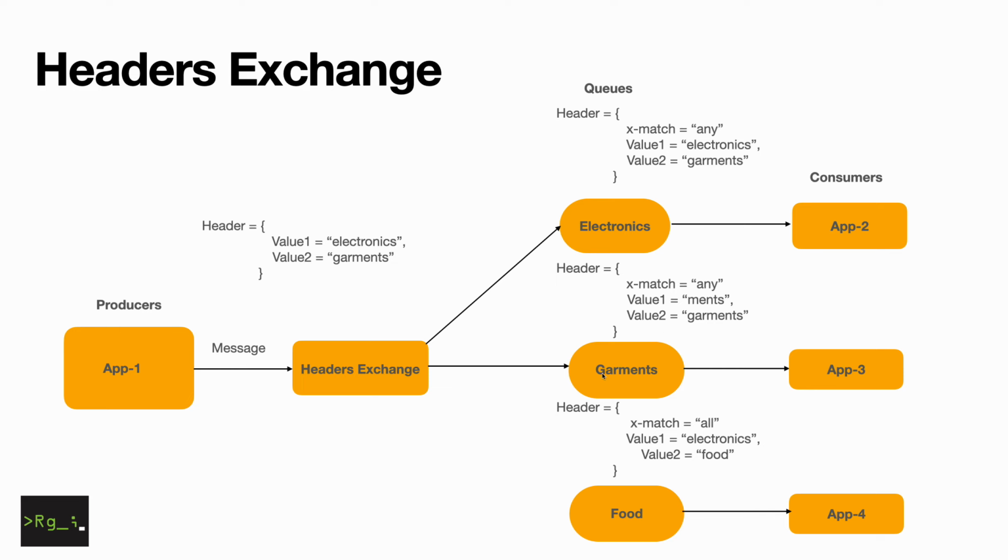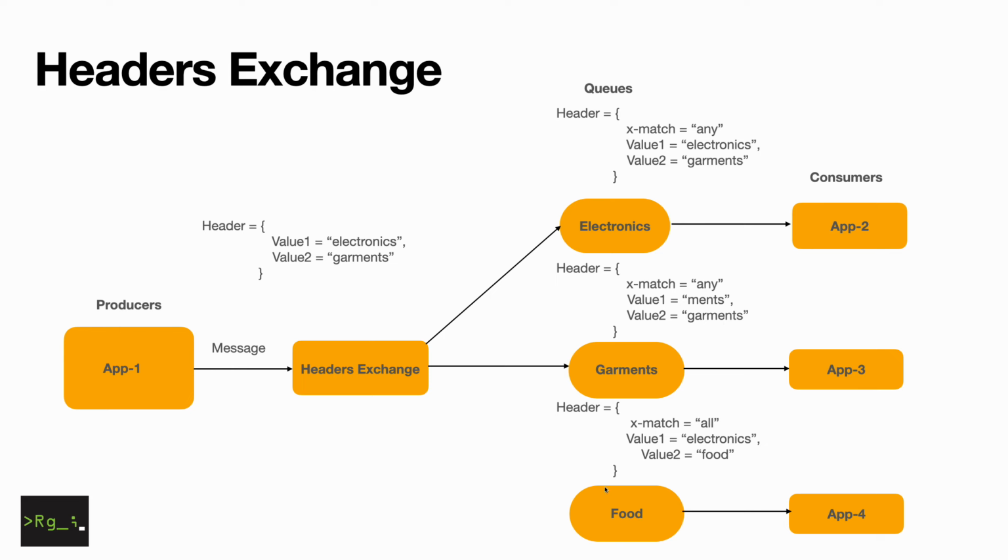Let's go to the second queue, that is garments. Here we have the header as x-match any. The value one is men's and the other one is garment, so only one value is matching with this value. Since x-match is any, the message will also route to this particular queue.